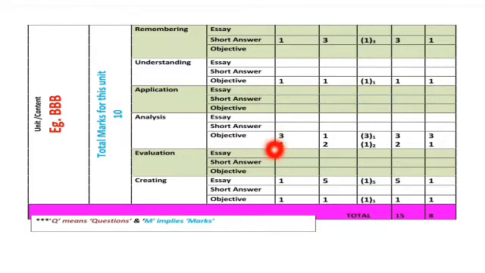In the objective part, as I said, 1 will be of 1 mark and the other will be of 2 marks. Similarly, there will be 3 questions with 1 mark, 1 question with 2 marks, in the objective analysis part. Here evaluation, there is no question in part B. Okay, part B, creating part, we see 1 question with 5 marks. That is the essay type question.